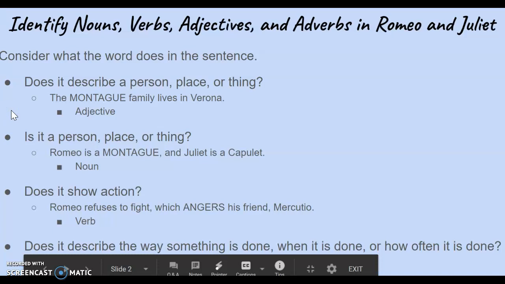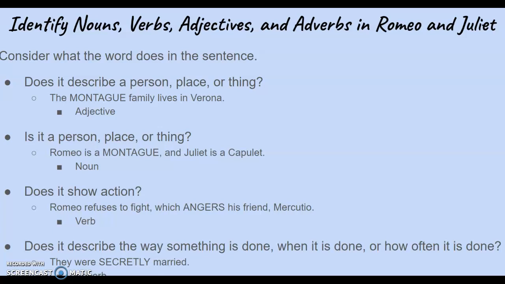When you are looking at the sentence, consider what the word does in the sentence, right? Remember, you can't memorize every noun in the English language. You can't memorize every verb, every adjective, every adverb. That's ridiculous. Plus, it doesn't work because so many words can be more than one part of speech. So instead of trying to memorize thousands and thousands of words, we just memorize 8 parts of speech. And then we look at what the word does in the sentence, and then we can identify it. So, does it describe a person, place, or thing? The word that you're looking at.